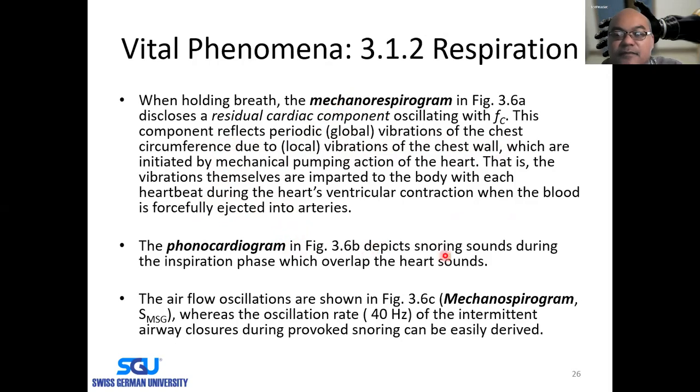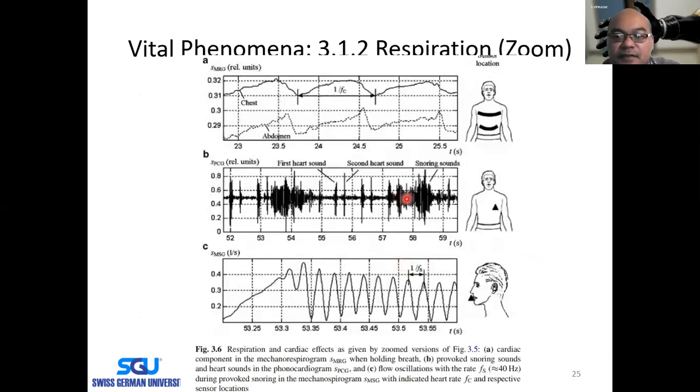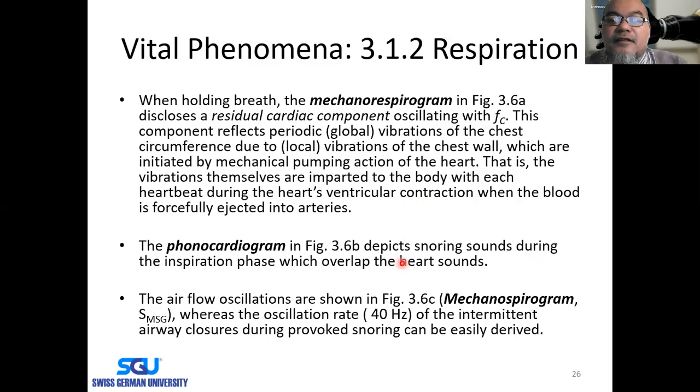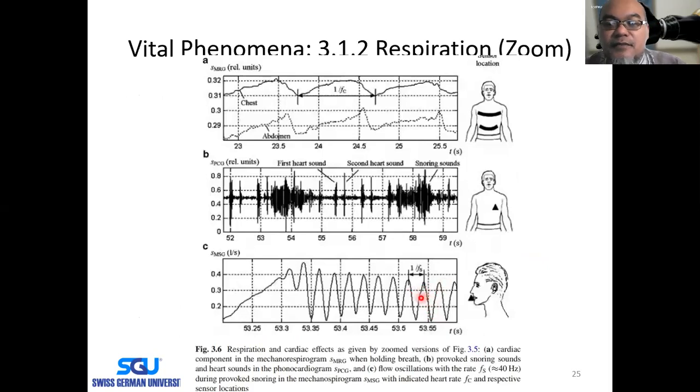The phonocardiogram depicts snoring sounds during the inspiration phase, which overlaps the heart sound. This one. So the heart sound is overlapped and is buried or hidden within the snoring sound. The airflow oscillation in the mechanospirogram here, where the oscillation rate reflects the intermittent airway closures during provoked snoring, can be easily derived. The frequency of the snoring is related to here.